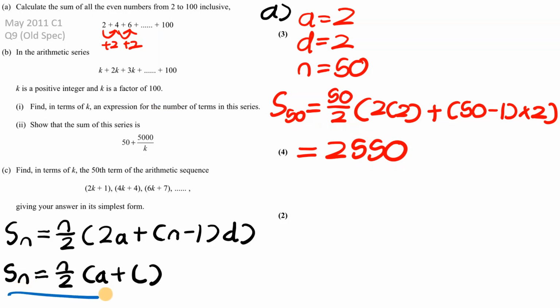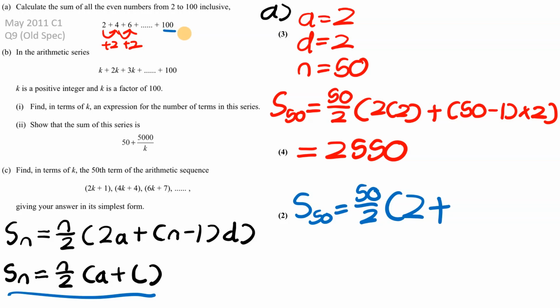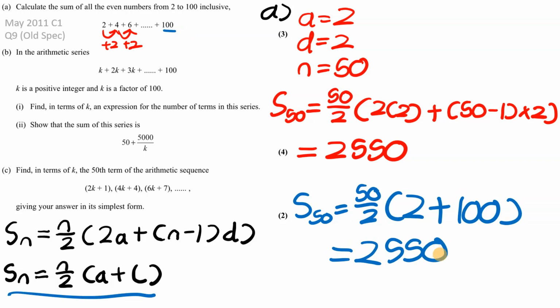Alternatively, you could actually use this formula down here, because we know that the last term is 100. So therefore we could say that S50 is equal to n over 2, so 50 over 2, a, which is 2, plus l, which is 100, and if you put this into your calculator, it also gives out the 2550.